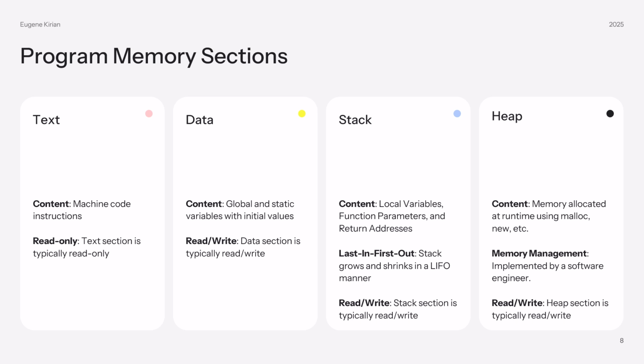Finally, the heap section is used for memory allocated at runtime using functions like malloc or realloc. Unlike other sections, memory management on the heap is implemented by the software engineer, requiring careful allocation and deallocation to avoid issues. The heap section is typically read-write.